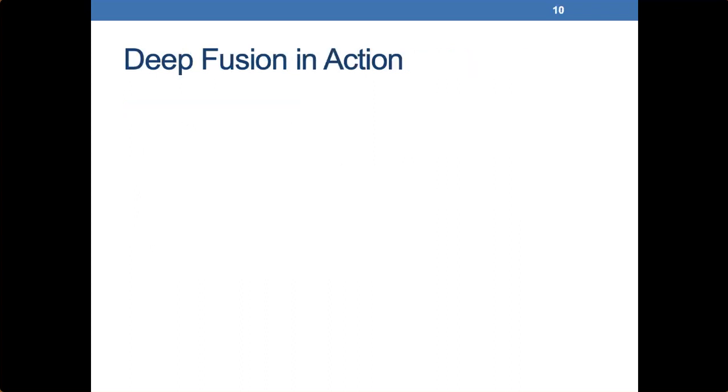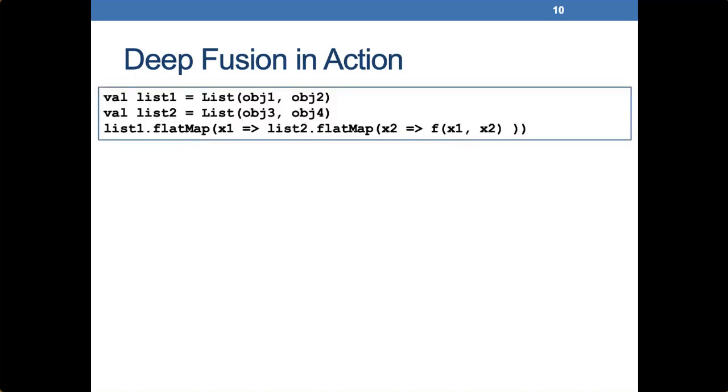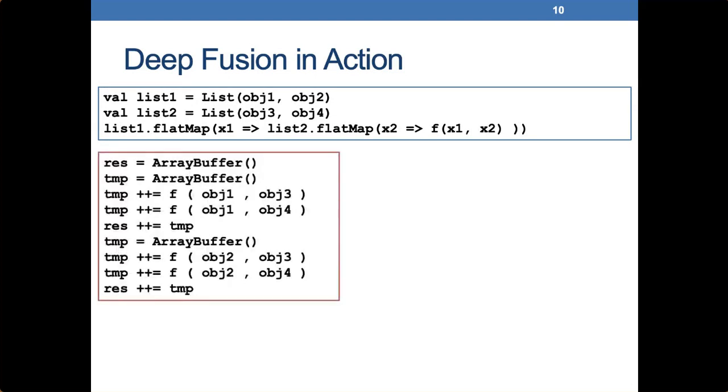So let's give the execution trace for our running example, which is again this nested flat map. Let's assume that we have list 1, which has object 1 and object 2, and list 2, which has object 3 and object 4. So the execution trace is going to be as follows. We have the outer result, which is res, and the intermediate collection, which we called temp. First we are appending the elements to temp, and then we are appending the result of temp to res, and then again we are doing the same thing for the next set of elements.